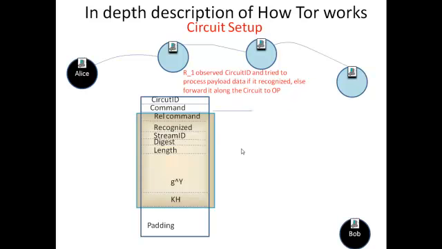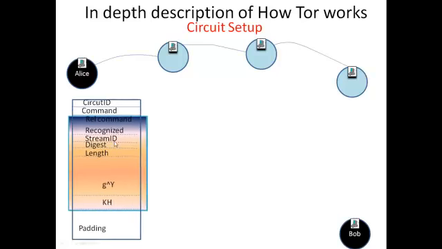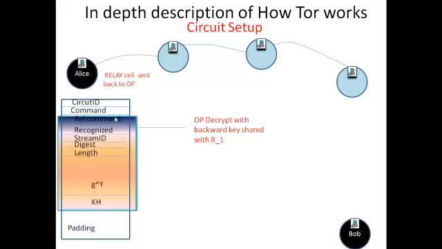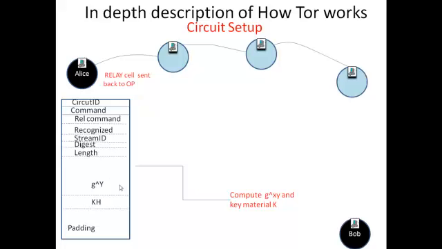On reaching here, the relay node sees the command is relay, and it cannot read this, so all it does is encrypt it again with its own backward key shared with Alice, and send it back to Alice. On reaching Alice, she uses her shared backward key with the first relay to decrypt the first layer, then the backward key shared with the second relay to decrypt the second layer, and reveals the handshake response from the last relay node.